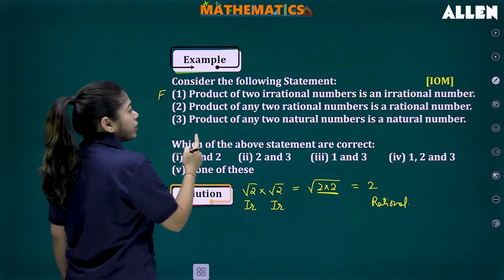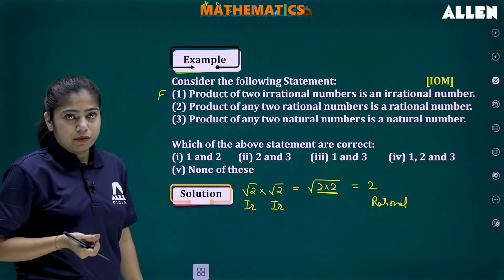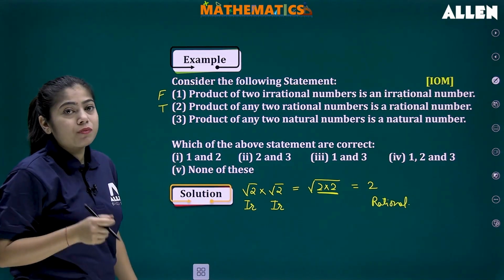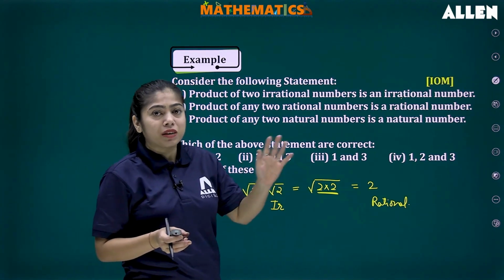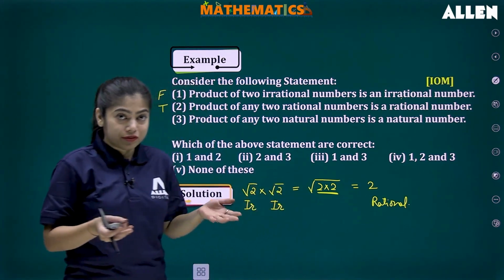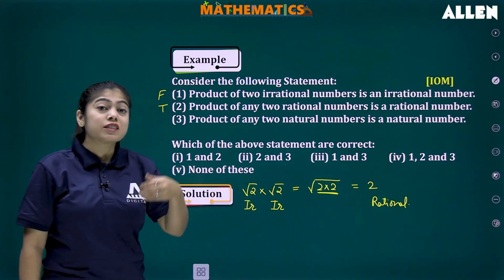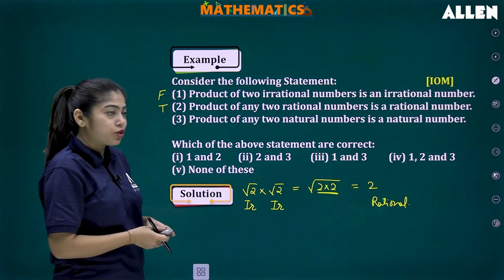The next one: product of any two rational numbers is a rational number. Now this is a true statement. Why? Because what property is it showing over here? The closure property of rational numbers. In the closure property of rational numbers in multiplication, what we have seen is that whenever we multiply two rational numbers, the answer is always a rational number, right? So this is a true statement, closure property.